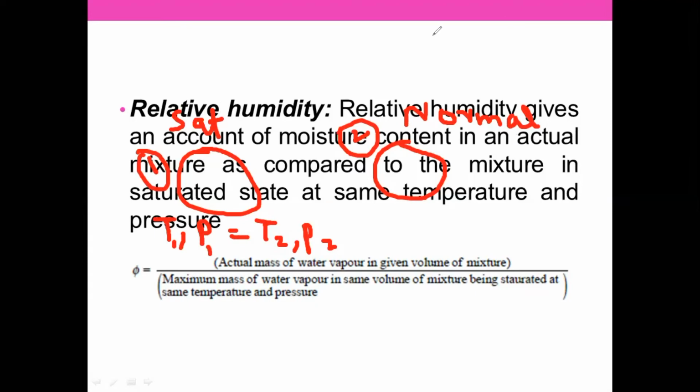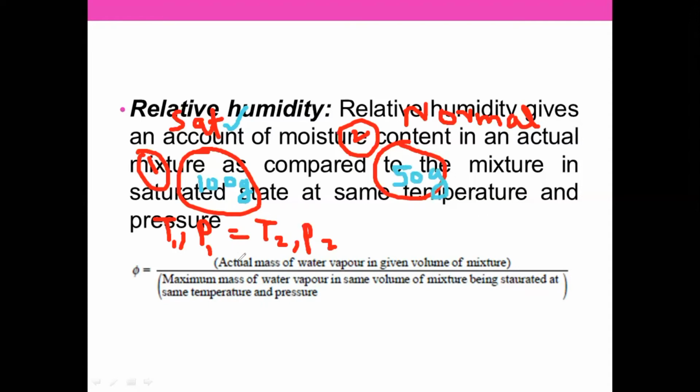So, in the saturated state, I have, take this same 100 gram of water vapor. Okay, in the saturated state, I have 100 grams of water vapor. So, if I add, am I able to add more than 100 gram of water vapor? No, we cannot, because it is already at a saturated state. So, in the normal state, it will have 50 gram. In the normal state, we will have 50 gram.